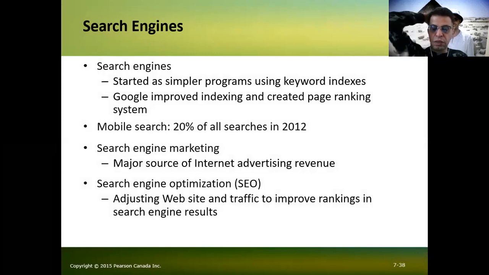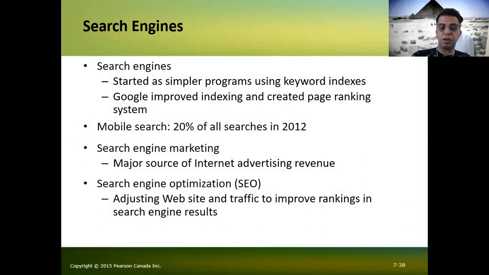There are also the search engines, which started as a simple program using keyword indexing. It's about indexing. And Google improved the indexing and also created a page ranking system. Mobile search was about 20% of all searches in 2012. 30% of people who go inside any store check the internet to see and compare the prices, or talk to their friends. So it's an increasing number. I assume now it's pretty high, the internet search using mobile.